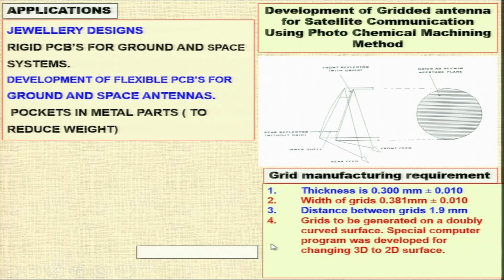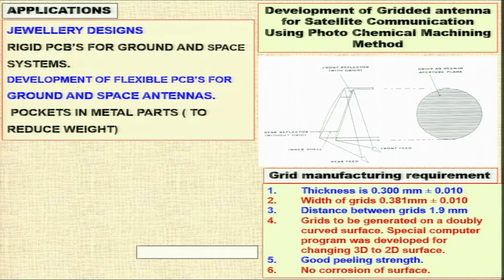Grids to be generated on a doubly curved surface. This is a doubly curved surface on which grids are generated, and it is very difficult to produce the grids by any method other than photochemical machining. A special computer program was developed for changing 3D to 2D surfaces.